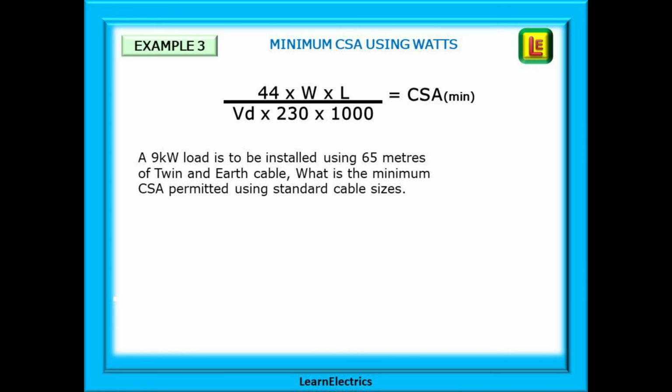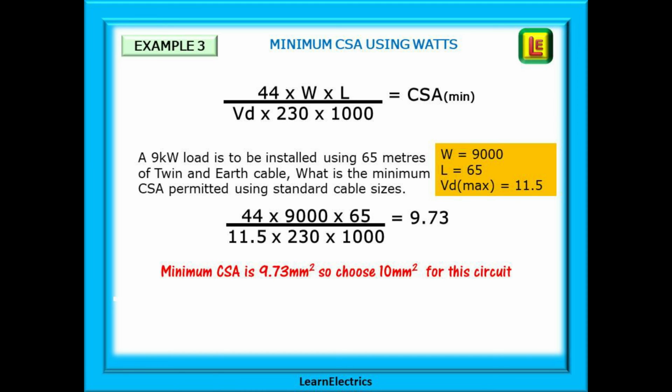Example 3 is about finding the minimum cable size for a given load using the watts method. Here, a 9 kilowatt load is to be installed using 65 meters of twin and earth cable. What is the minimum CSA permitted using standard cable sizes to not exceed the permitted voltage drop? Now is your opportunity to pause the video and attempt this question yourself.